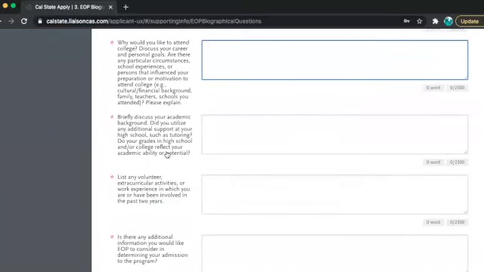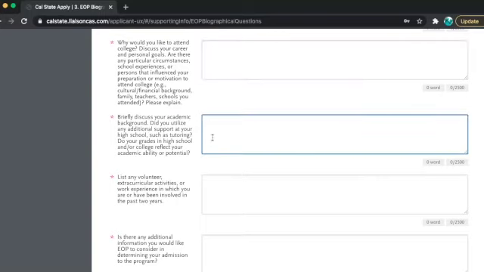Briefly discuss your academic background. Did you utilize any additional support at your high school, such as tutoring? Do your grades in high school and/or college reflect your academic ability or potential? So here, you're basically explaining your grades. This is the only opportunity you'll get to do that in this entire application.